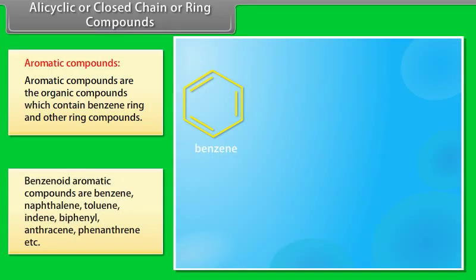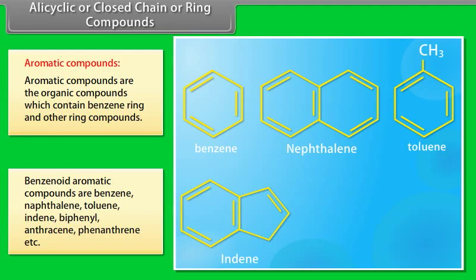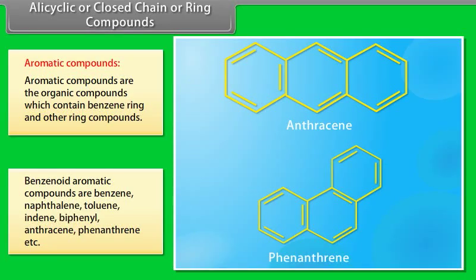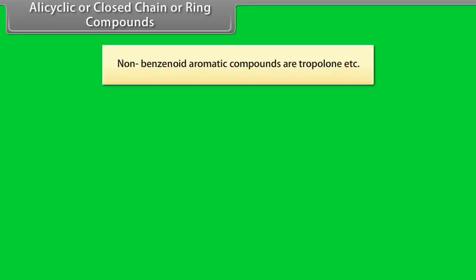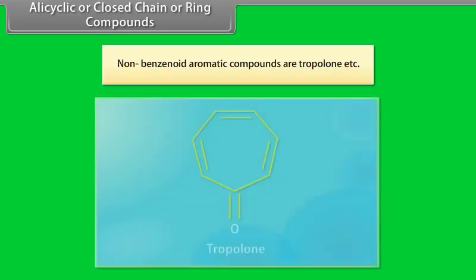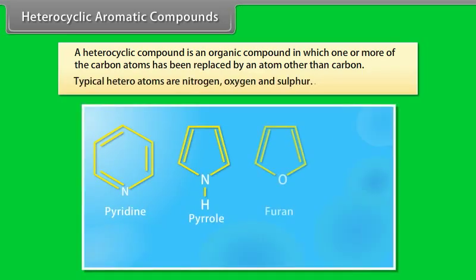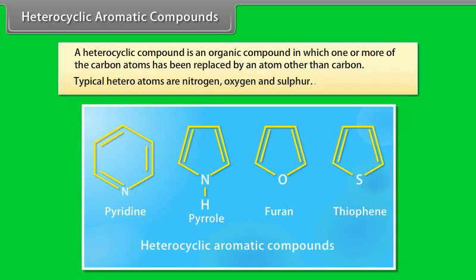Benzenoid aromatic compounds are benzene, naphthalene, toluene, indene, biphenyl, anthracene, phenanthracene, etc. Non-benzenoid aromatic compounds are tropylene, etc. Heterocyclic aromatic compounds. A heterocyclic compound is an organic compound in which one or more of the carbon atoms have been replaced by an atom other than carbon. Typical heteroatoms are nitrogen, oxygen, and sulfur.